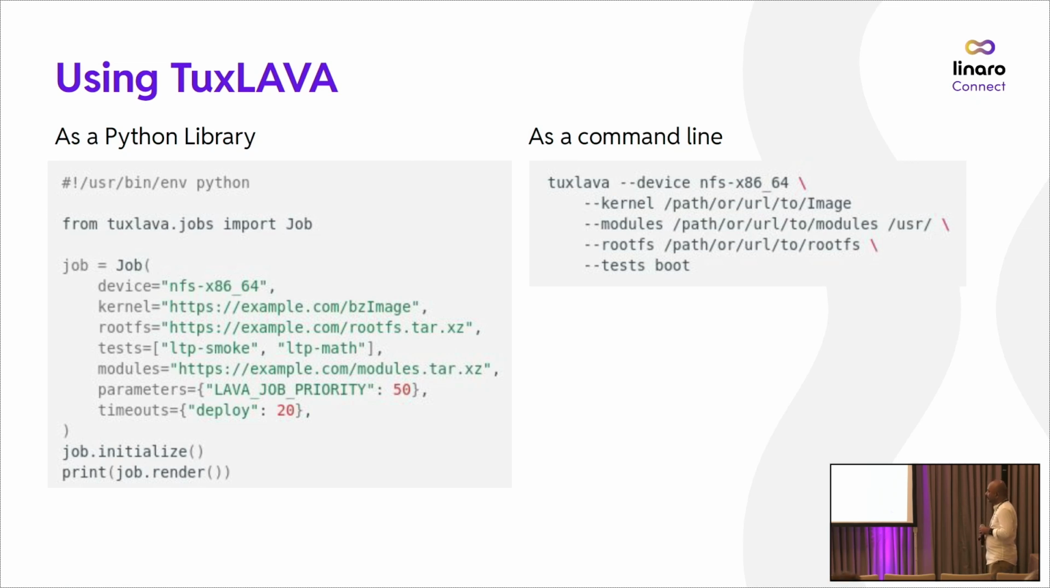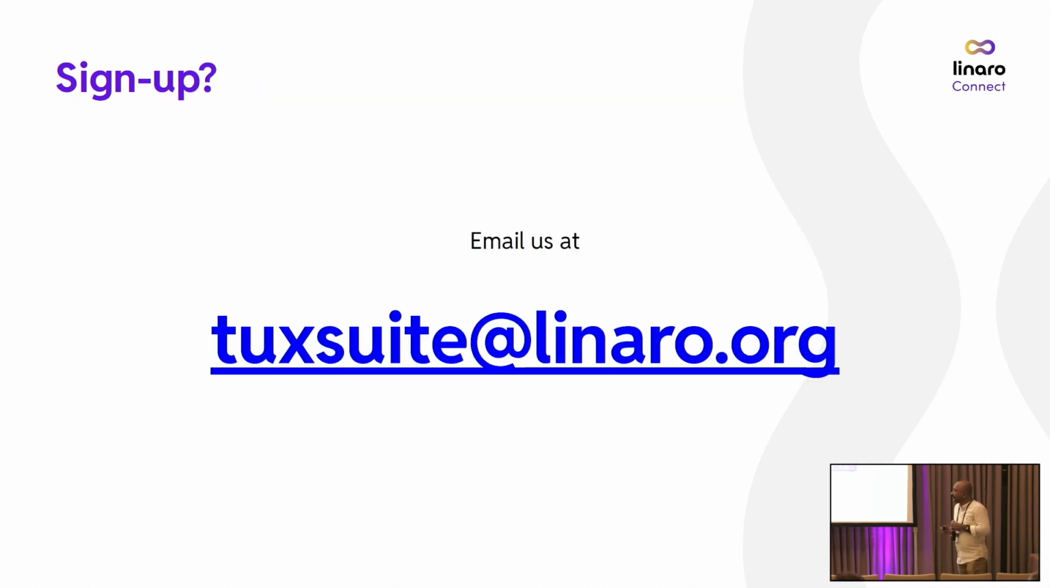So this is an overview of how TuxLAVA could be used as a Python library. You can just use the job class to define the device, kernel, and the different parameters you want, and then you can render this job, which will produce a full-fledged LAVA job file, which could be submitted to different LAVA instances. Similarly, it could be used on the command line. It is available in the PyPI repositories from where you can install it, and work is underway to provide TuxLAVA as Debian and RPM packages, which will be available soon. And as I said, TuxLAVA is a completely open source project, it's in the initial stages, and we welcome contributions to this project.